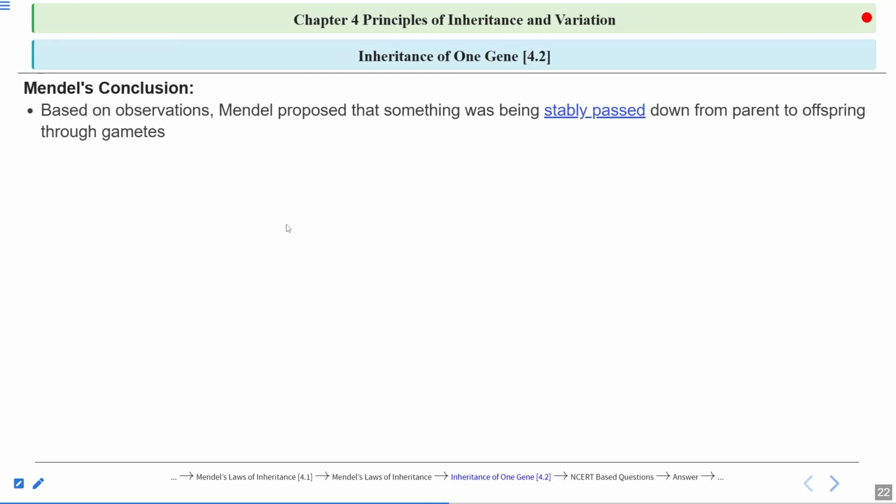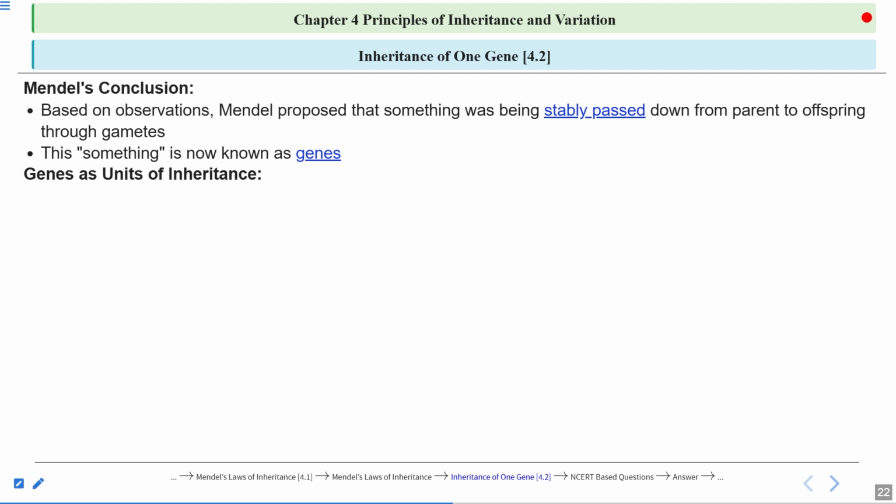Now what was Mendel's conclusion here? Based on observation, Mendel proposed that something was being stably passed down from parents to the offspring through the gametes. But he didn't say what was being passed on. He only said something is being stably passed from parent to the offspring. Now we know this something is known as the genes. Genes are passed on from the parent to the offspring, and this is known as inheritance.